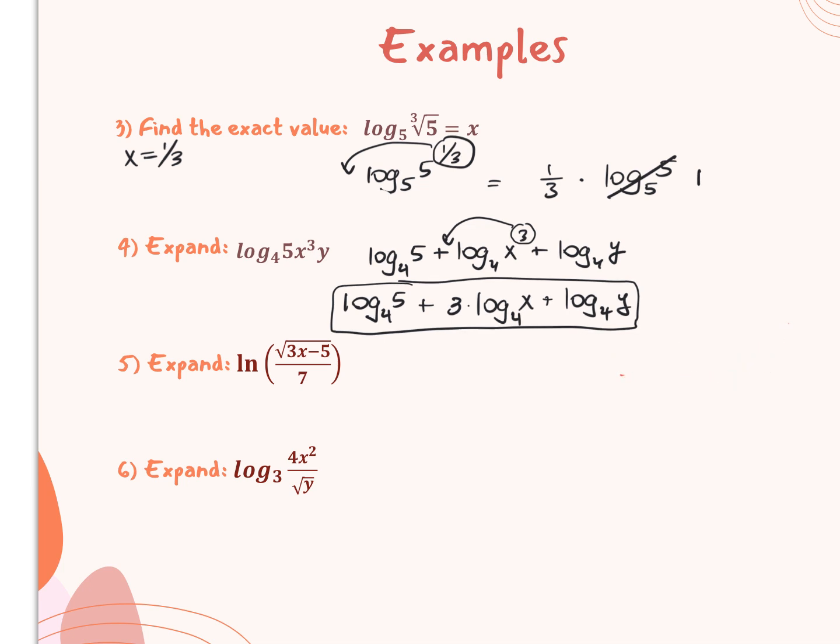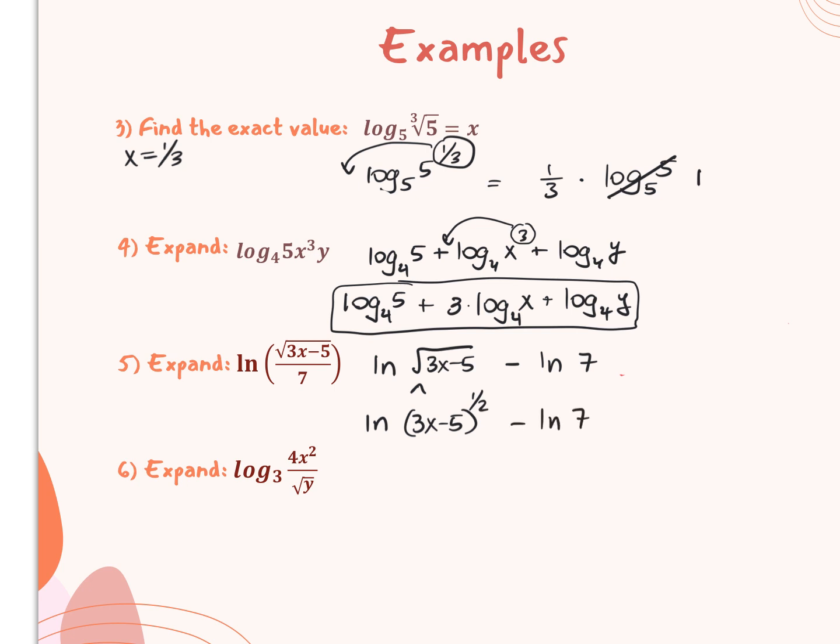All right, so we come over to here, and we have a natural log problem. Same thing goes. It's the natural log of this fraction, which means it's a natural log of this division. So it's the natural log of the square root of 3x minus 5 minus the natural log of 7. Now, I'm going to simplify this further, okay? I know that this is the natural log of 3x minus 5 raised to the half power, because I know square root is half, okay?